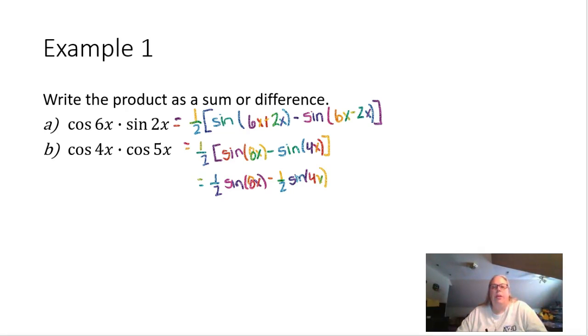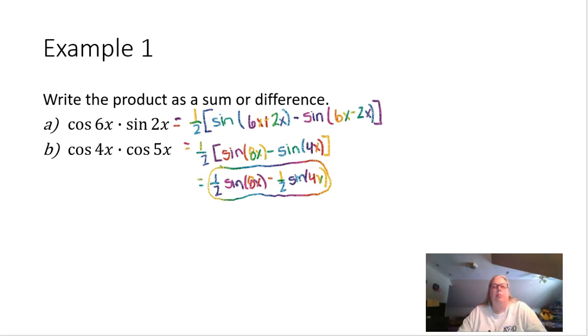And that's really all that we can do of that. The 1/2 would have to go on any coefficient out here in front of the sine. We can't take half of the angle because order of operations says we need to do the sine of it first before we multiply it by 1/2. So this is going to be our final answer right here.